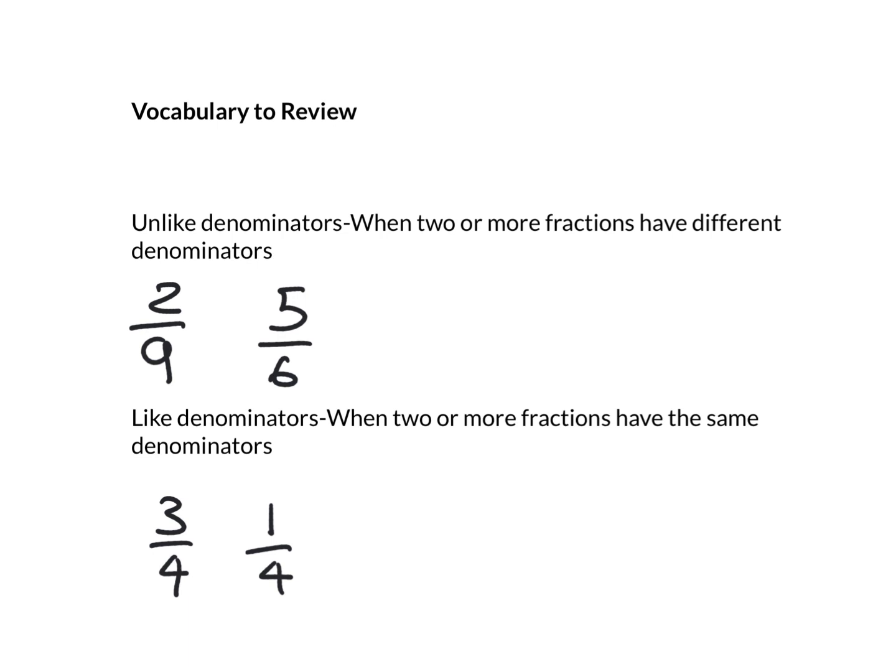Then we have the definition for like denominators: when two or more fractions have the same denominators. Here we have 3/4 and 1/4. These have the same denominator of 4. So we can say that 3/4 is 3 parts, each sized 1/4 of the whole, and 1/4 is 1 part sized 1/4 of the whole.